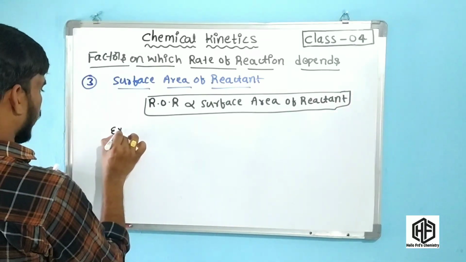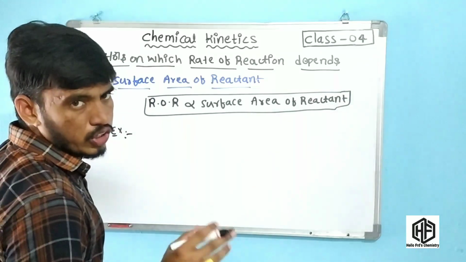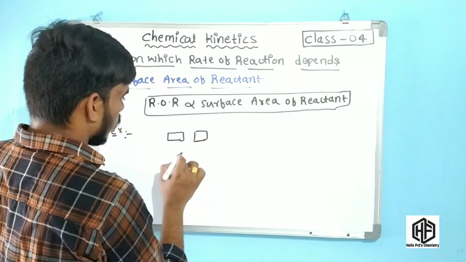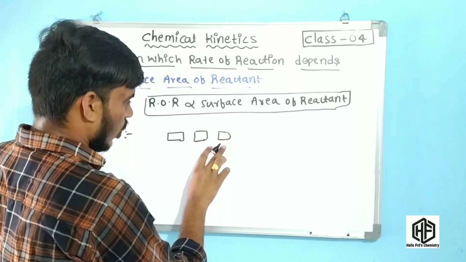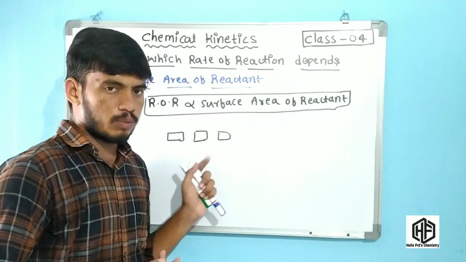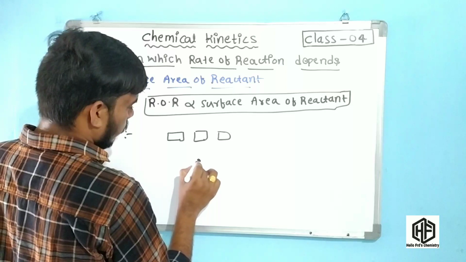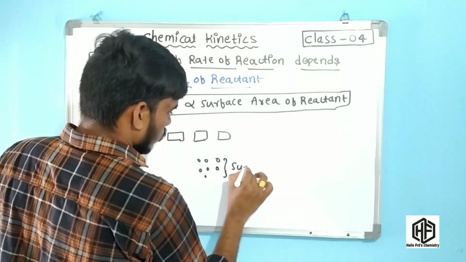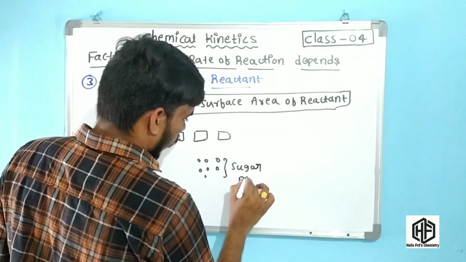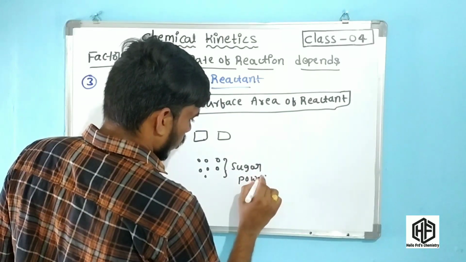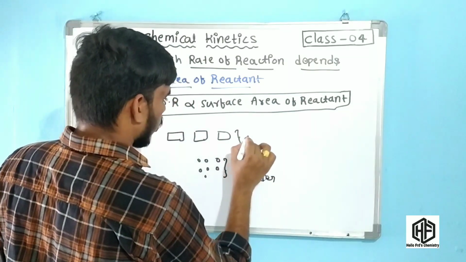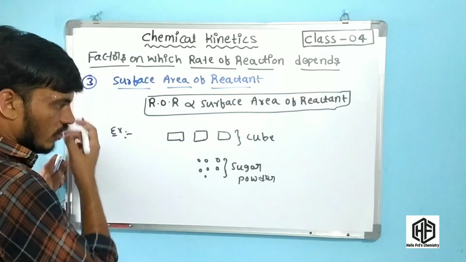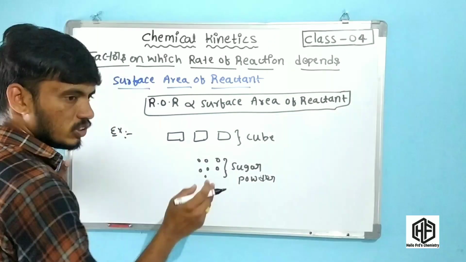For example, consider sugar. This is a cube of sugar. But you know there is also powder of sugar. This is the sugar powder, and this is the sugar cube. Friends, which one has more surface area? The sugar powder has more surface area.